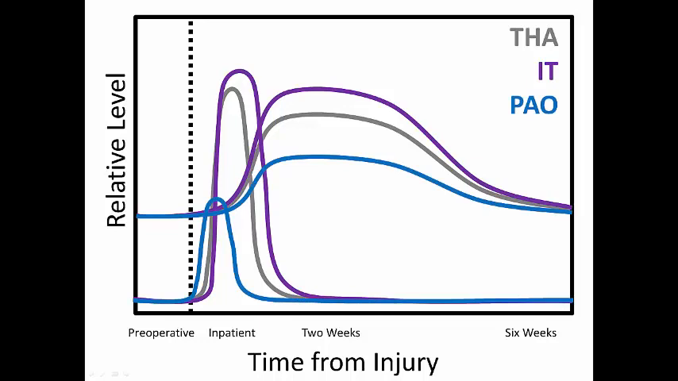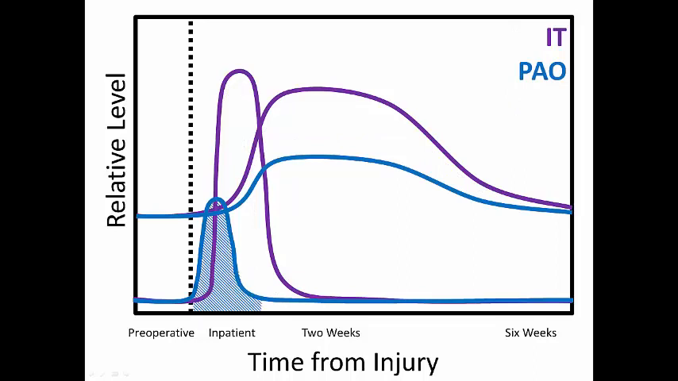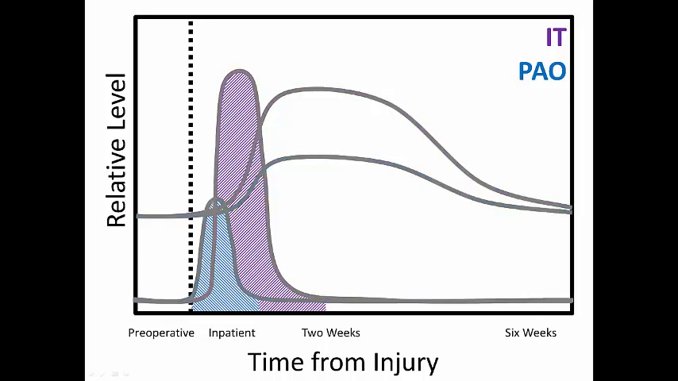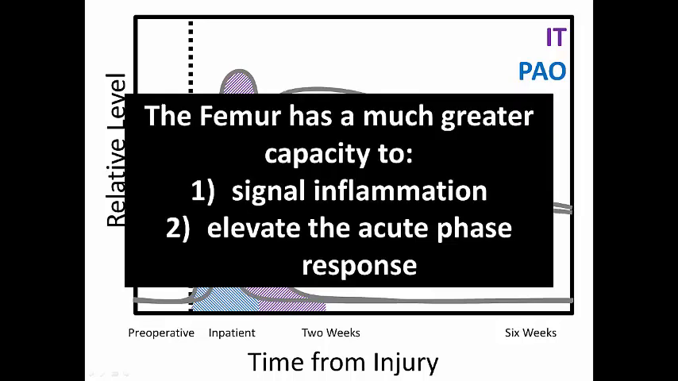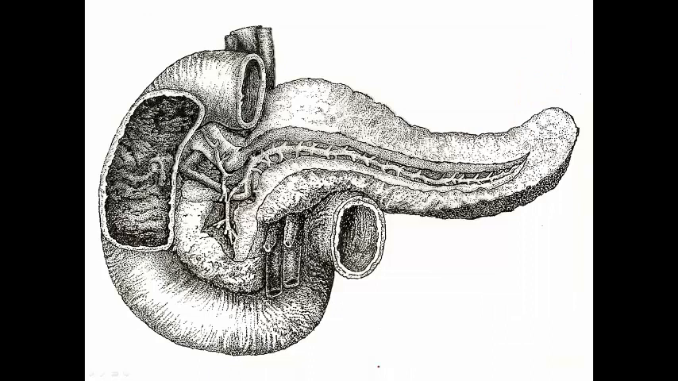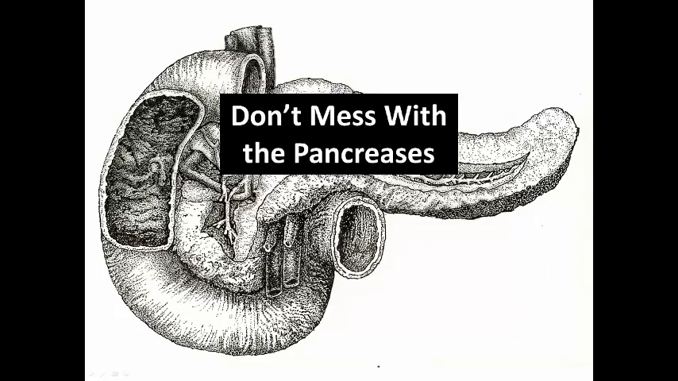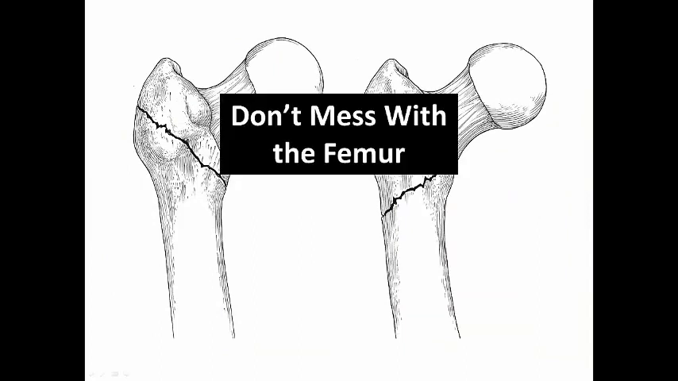If we add PAOs back into the comparison, we can see that both total hips and intertrocks have a far greater acute phase response than PAOs. If we examine the area underneath the curve for PAOs and intertrocks, we can see that intertrocks have a far more exuberant acute phase response. Thus, we propose that the femur has a much greater capacity to signal inflammation and elevate an acute phase response. Perhaps the general surgery axiom, "Don't mess with the pancreas," should also be applied to the femur.